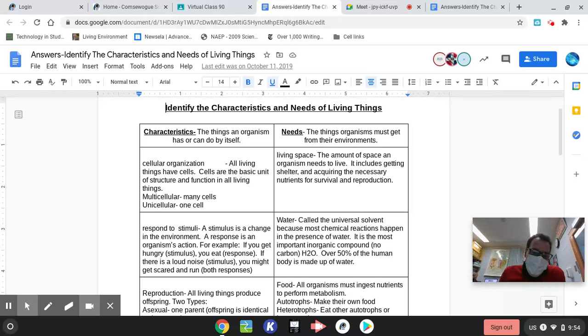So anyway, the stimulus and response, right? When you're at school and the bell rings, what do you do? Well, you get up and you go to class. So the bell is the stimulus, and the response is what you do.